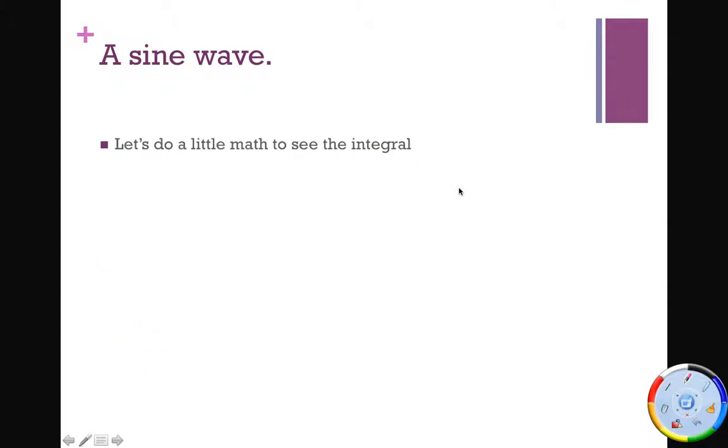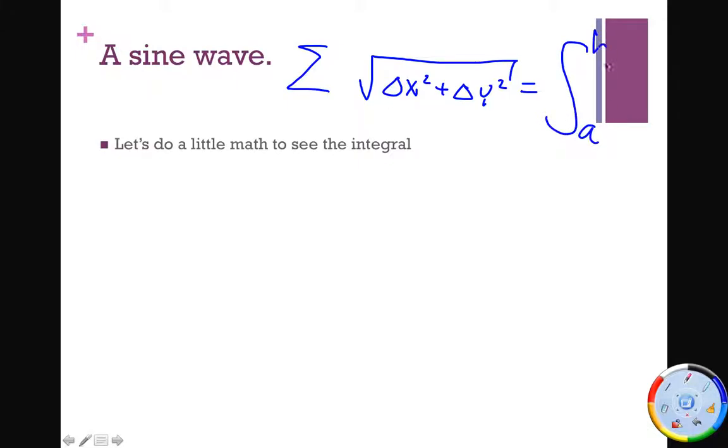Now, let's take a look at a little bit of the math behind this. We do have this square root of delta x squared plus delta y squared. Now that's just the length of one of the little itty-bitty pieces. So what we're going to be doing is adding them all up. You remember this is sigma, summation notation. It's actually the Riemann sum of these little lengths. What we eventually want to be able to do is write this as an integral from a to b.